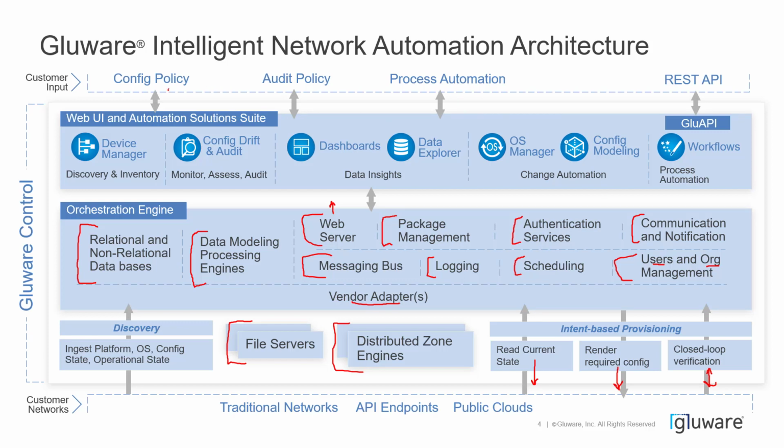You bring in your config policy. Gluware does not restrict what you want to automate. Gluware enables you to automate anything the vendor supports in its operating system and its configuration capabilities. So you bring what you want to automate into the Gluware platform. You also can define your own audits along with using standard audits, and you bring your own processes and you automate those with Gluware. On the bottom side of the network, this is where I talked about it already. With our 30+ vendor adapters, we automate traditional networks, API endpoints, and public cloud.